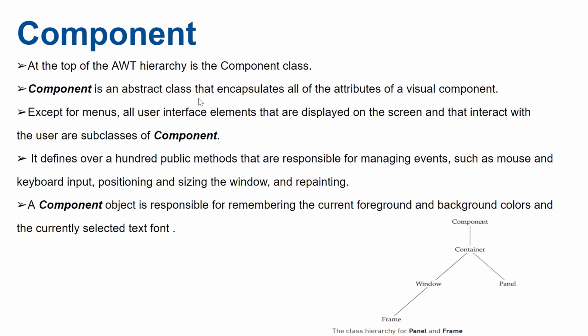Component is an abstract class that encapsulates all the attributes of visual components. Except for menus, all the user interface elements that are displayed on the screen and that interact with the user are subclasses of Component. It defines over 100 public methods that are responsible for managing events such as mouse and keyboard input, positioning and sizing the windows, and repainting. A Component object is responsible for remembering the current foreground and background color and the currently selected text font.